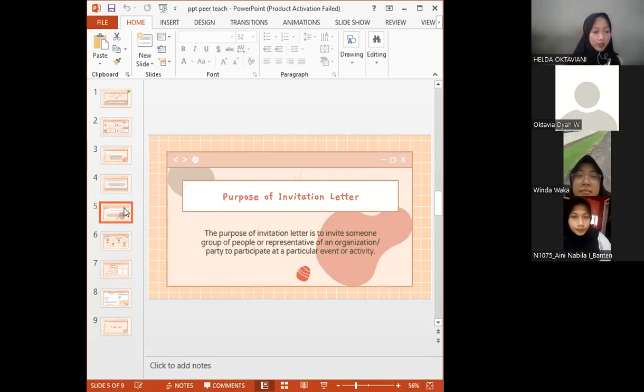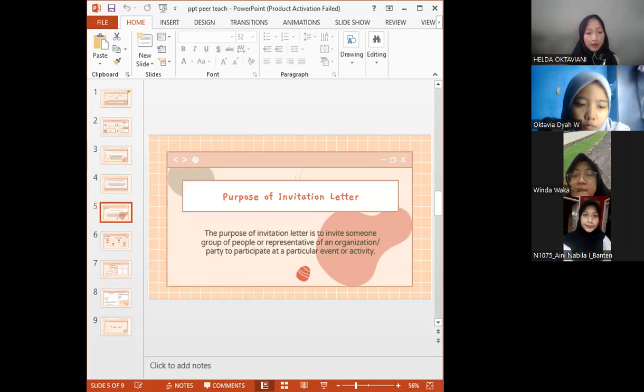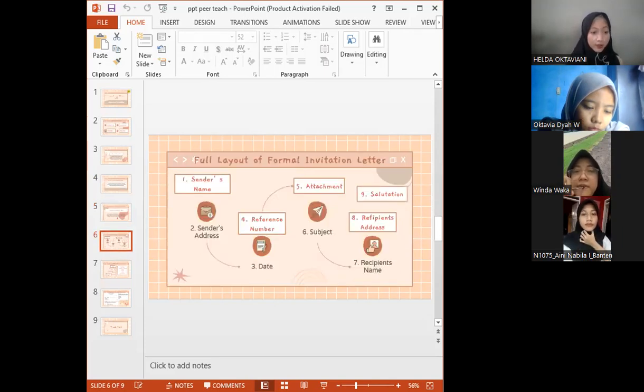So, what about the goal or purpose of the invitation letter? The goal of the invitation letter is to invite someone, a group, or a representative of an organization or party to participate in a particular event or activity. Of course, the goal is that we are hoping that the people we invite will attend the event we are having, right? So it's important for you to know how to write a formal letter and how to use polite expressions so the letter will encourage the invitee to attend your event.